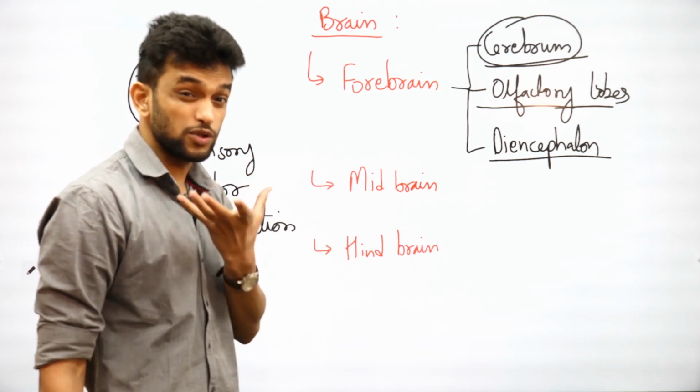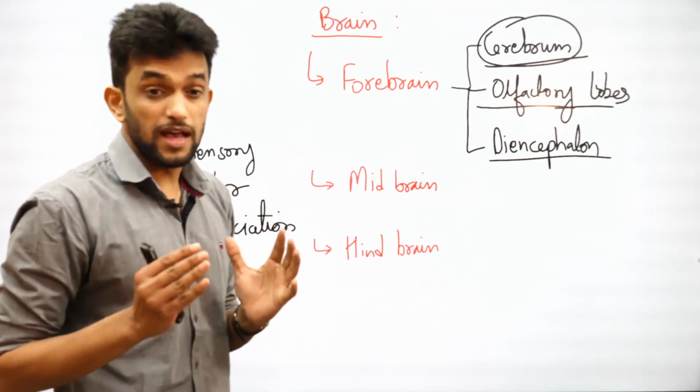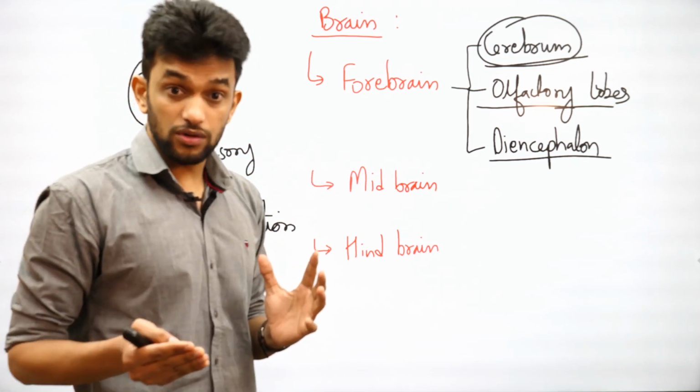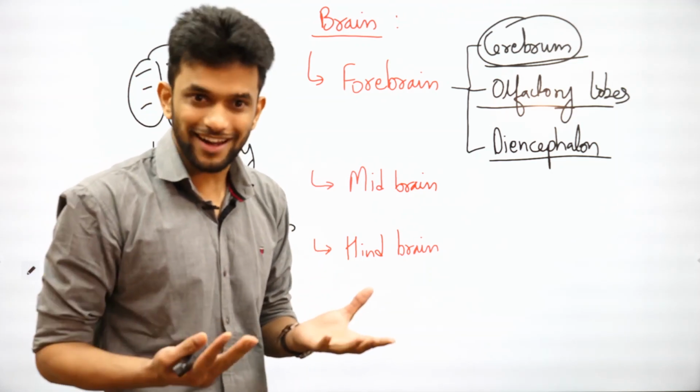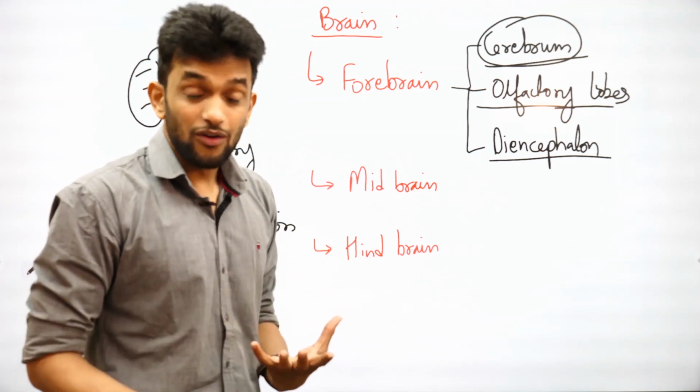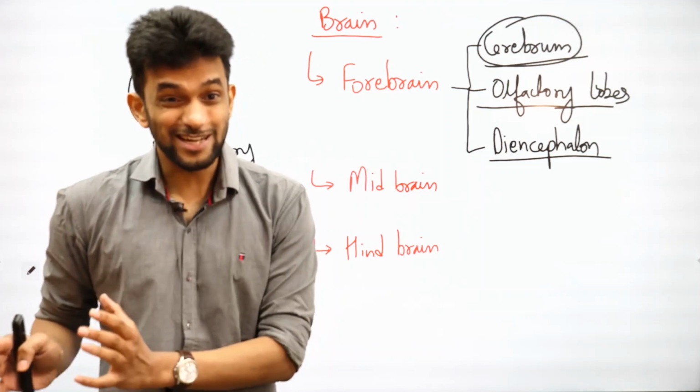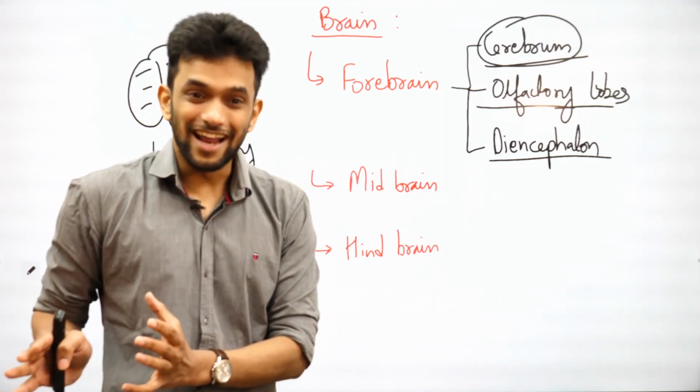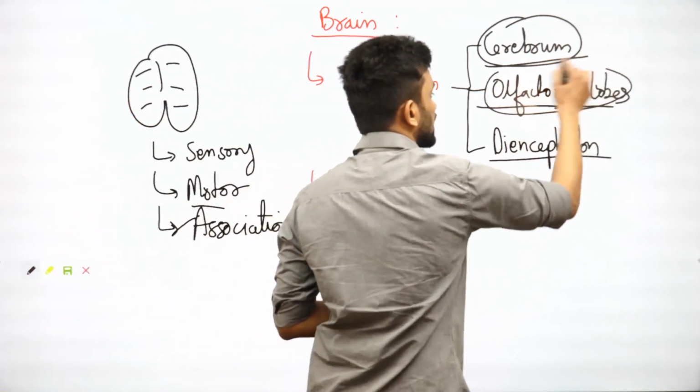If you smell something very good like perfume and all, you can feel that, right? You get into a happy mood. On the other hand, if you smell something really bad, you make faces. That's all because of olfactory lobes.